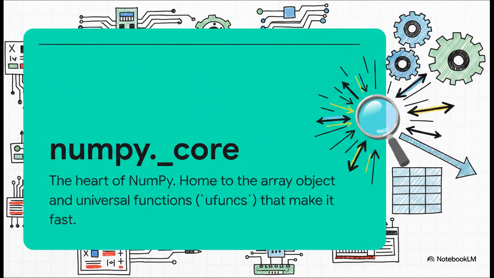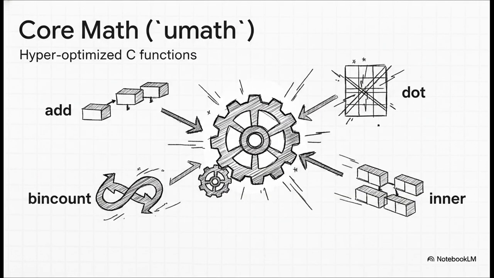This is what makes the difference between your code running in milliseconds versus minutes if you try to do it with a standard Python for loop. And yeah, these probably look super familiar, right? These functions from the umath submodule, add, dot, inner, these are the absolute workhorses. Every single time you do a matrix multiplication or add two arrays together, you're actually calling one of these hyper-optimized C functions from the very core of the library. That is where NumPy's legendary performance comes from.